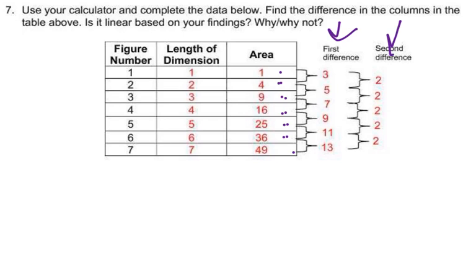The second difference is where you subtract the numbers that you just wrote. 5 minus 3 is 2. 7 minus 5 is 2. 9 minus 7 is 2. 11 minus 9 is 2. 13 minus 11 is 2.